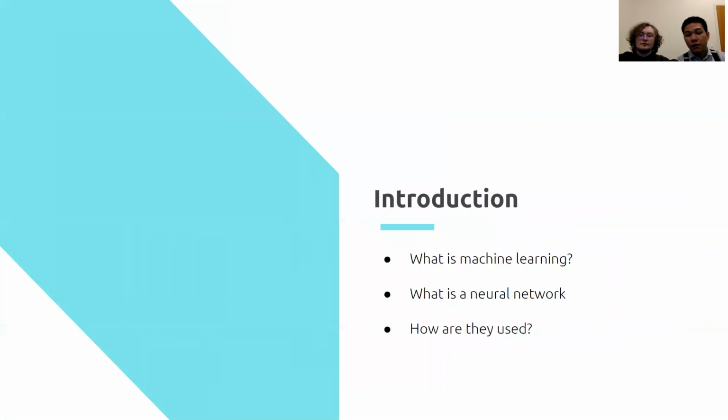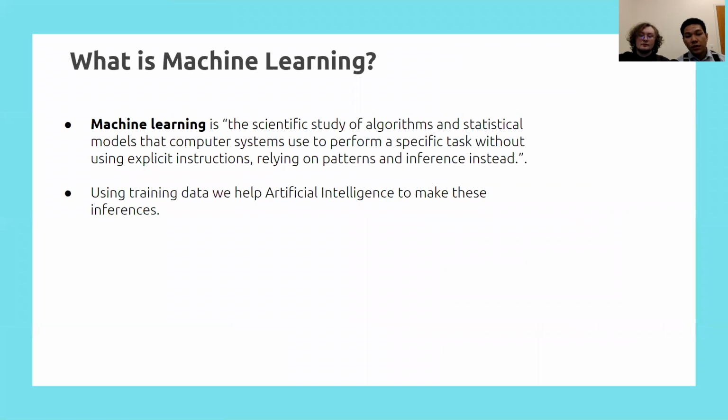So introduction, what is machine learning? What is a neural network and how are they used? What is machine learning? Machine learning is a scientific study of algorithms and statistical models that computer systems use to perform a specific task without using explicit instructions, relying on patterns and inference instead. So suppose I give our neural network a picture of a shoe. I want it to be able to make patterns and inferences based on the shape of the shoe to classify it as a shoe, but I'm going to do that by letting it do it by itself without giving it explicit instructions. But we're going to help it by giving it training data to help the artificial intelligence make the inferences.